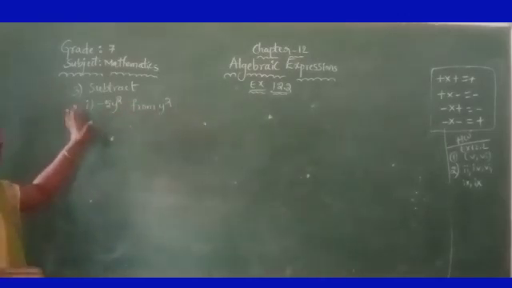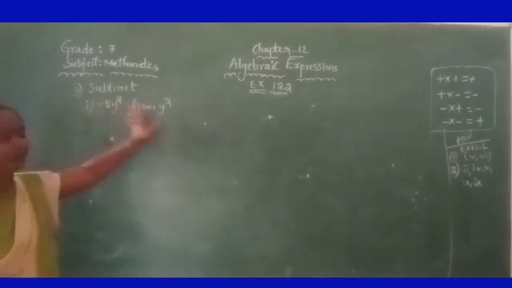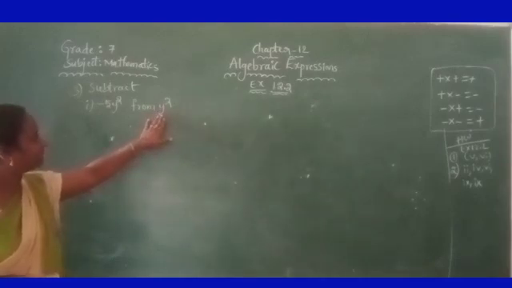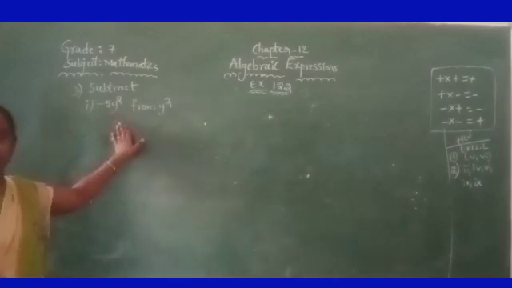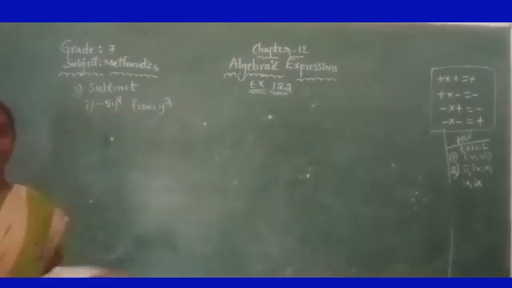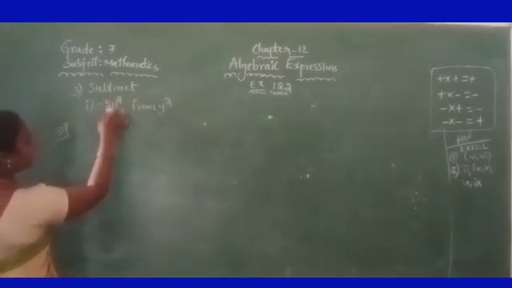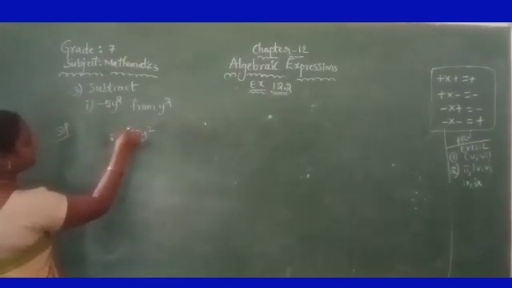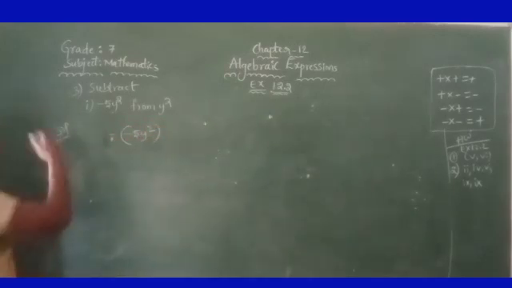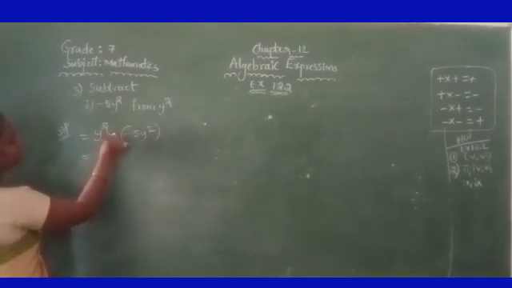Okay, so how to read this one? Subtract minus 5y² from y². That means y² minus, yes, minus 5y². So like this you have to write the expression. So how to write this one? Subtract minus 5y². This one we have to subtract. This one already has a minus. From where? From y². We have to subtract this one.